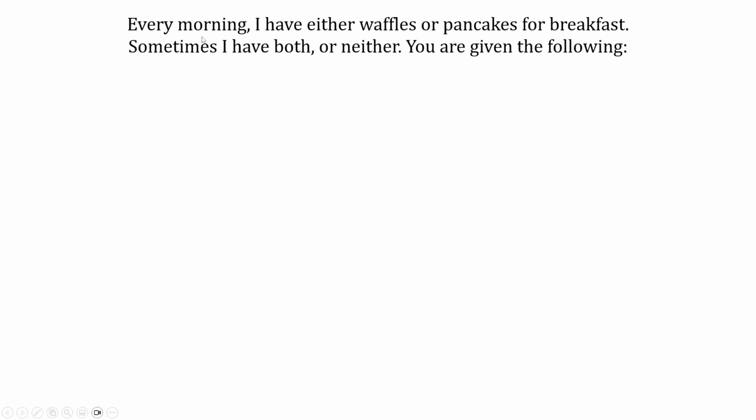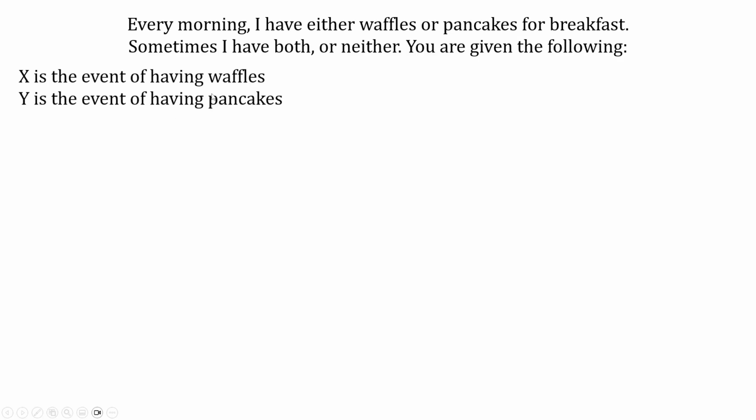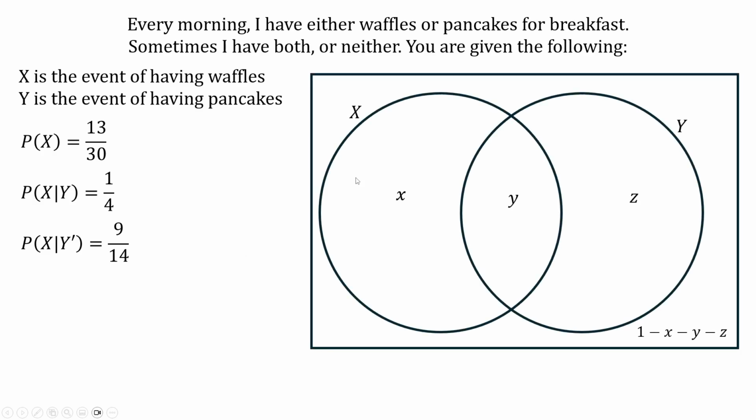Okay, so let's say every morning I have either waffles or pancakes for breakfast. Sometimes I have both, and sometimes I have neither. You are given the following. Let's say x is the event of having waffles and y is the event of having pancakes. And let's say that the probability of x is 13 over 30. The probability of x given y is a quarter, and the probability of x given not y is 9/14. Okay, let's translate this into an algebra question, and let's say we wanted to find the probability of x and y, right? So this is what the goal is.